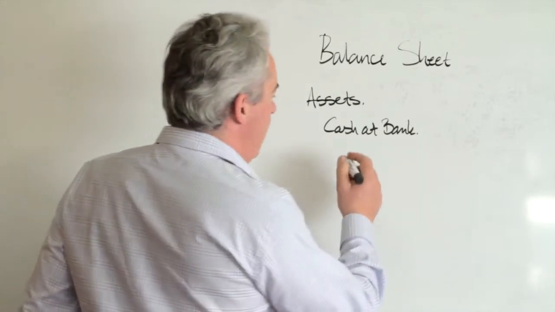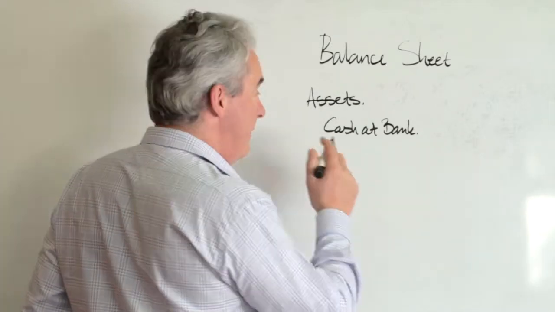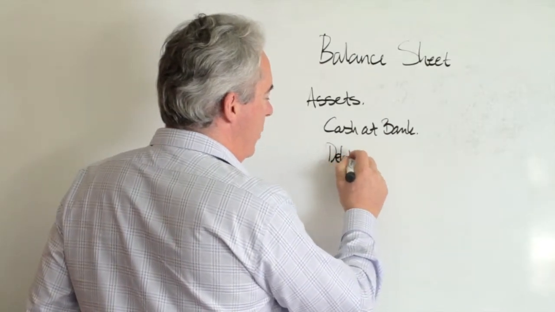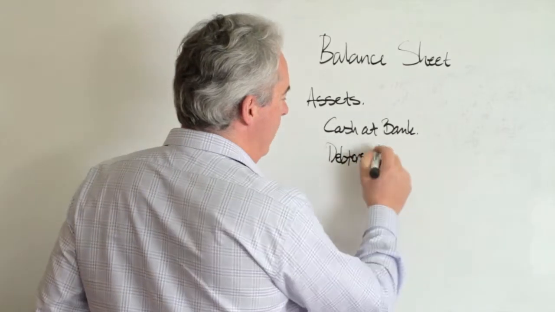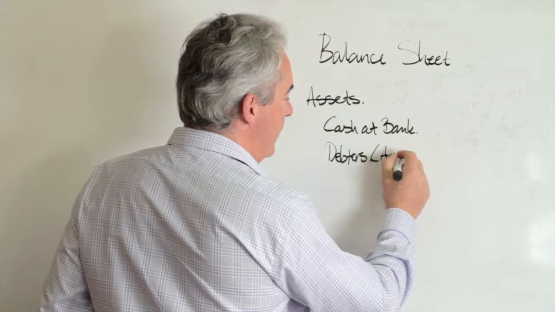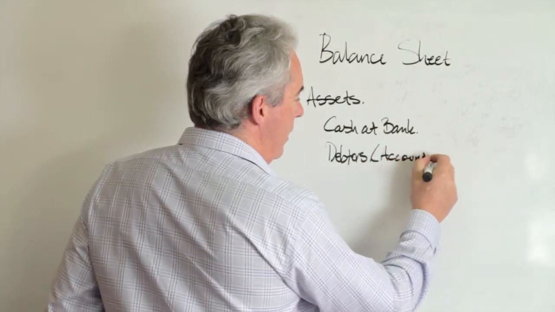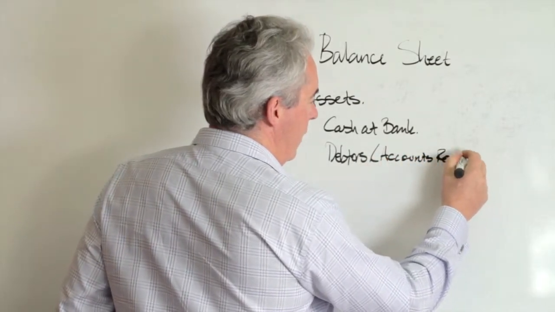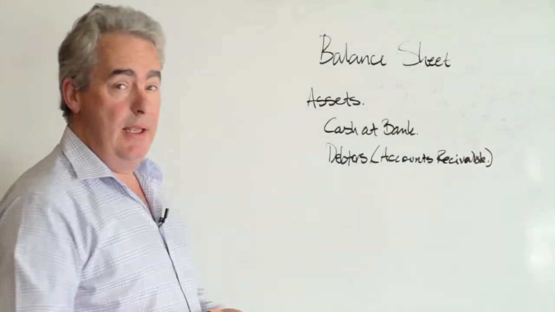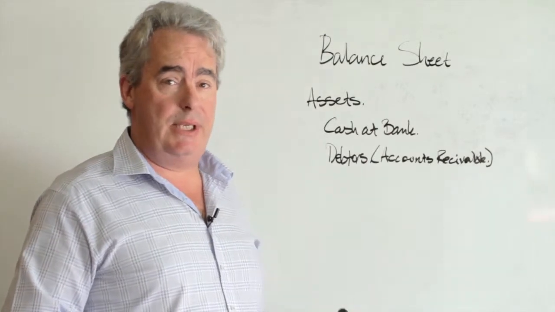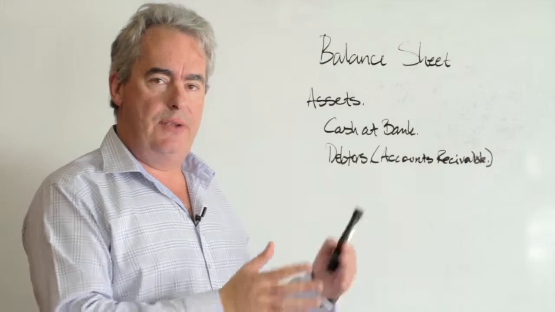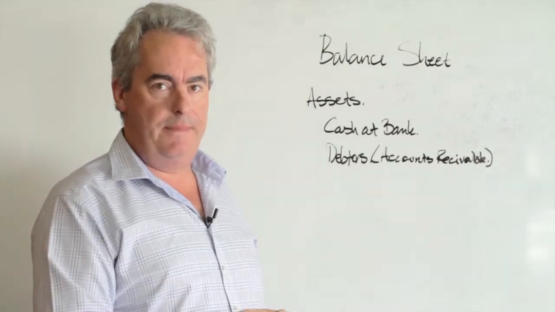The other thing that is usually in the asset section for a trading business is an account called debtors, or, depending on how you want to hold your mouth, that's also known as accounts receivable. That's the money that your customers owe you at that particular date. So that will be the recording of the sales for which you haven't yet been paid.